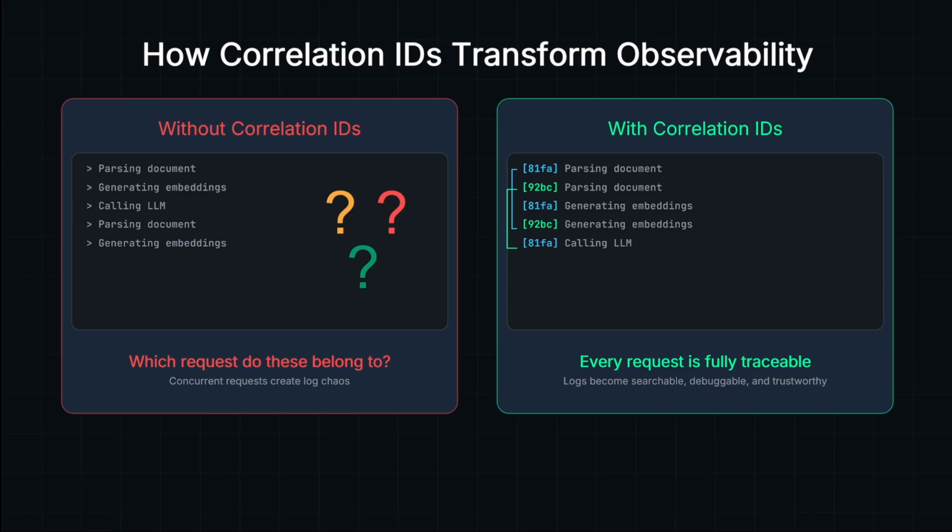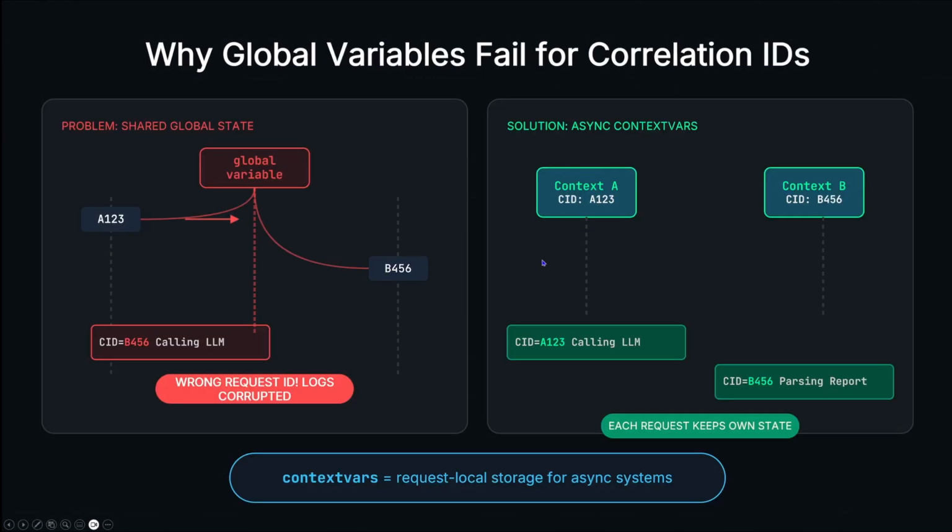Now, you might think, or even I thought, why not just store the correlation ID in a global variable? That's a rookie mistake, because that's where things break. Let's say request A sets the ID to A123. Before it finishes, request B comes in and sets the ID to B456. Now, when request A continues, it logs using B456 instead of its actual identifier, which is A123.